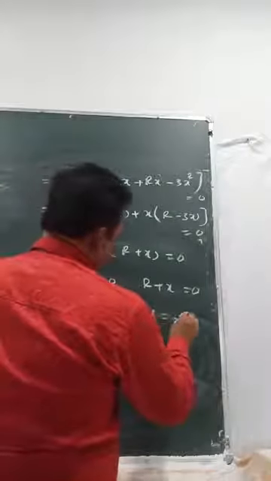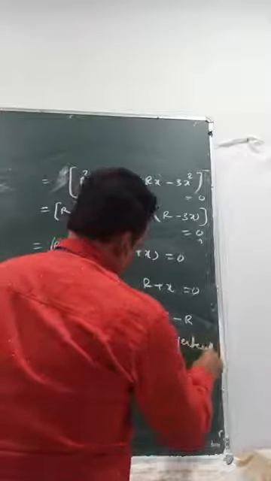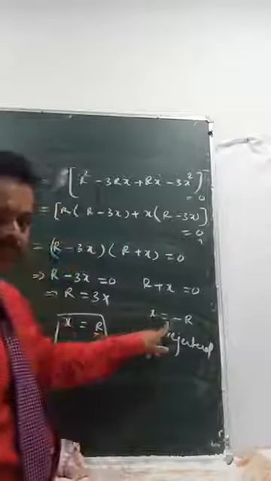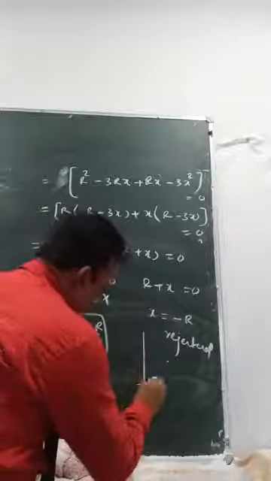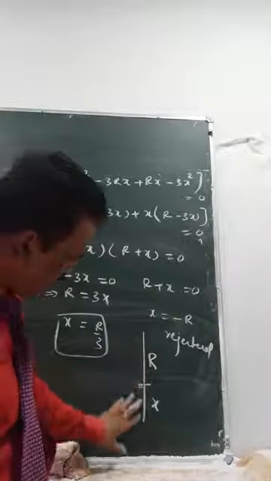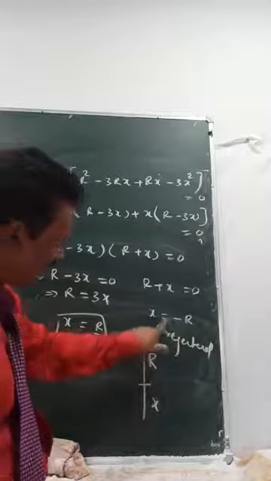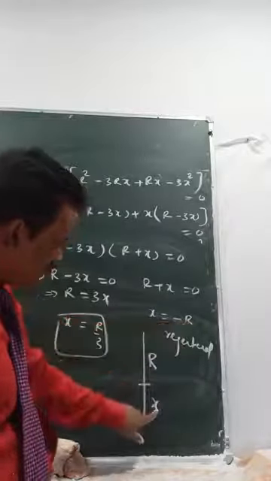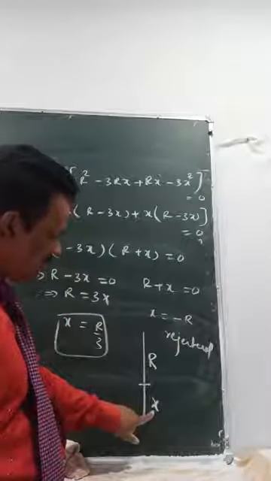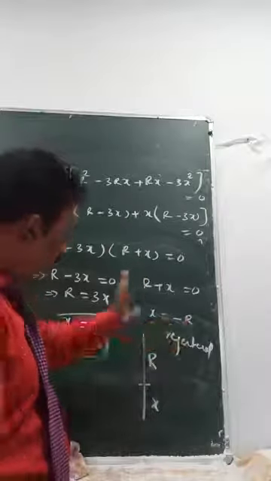X is equal to minus r rejected, because height cannot be negative. Because when you are writing the height, this part was r, this part was x. So this height of a cylinder cannot be negative. So if I put r is equal to minus here, the r plus minus r will be 0. That means there will be no height. That is why I have rejected this.